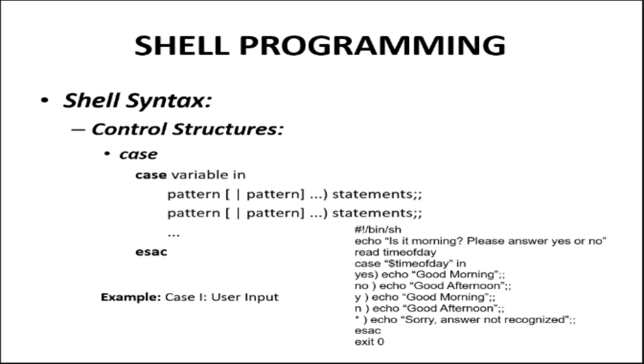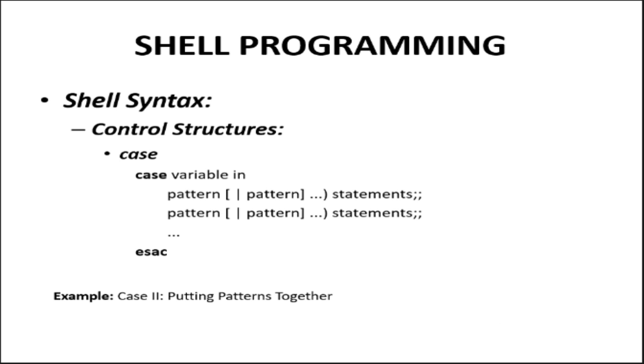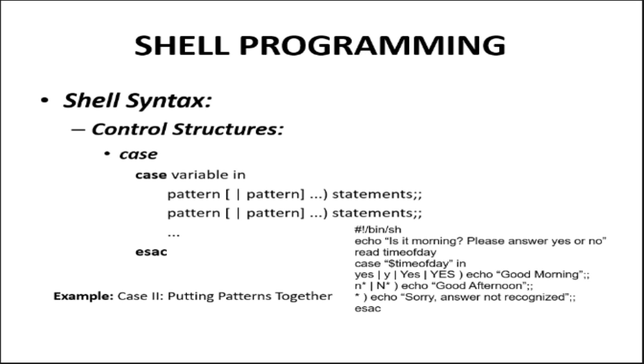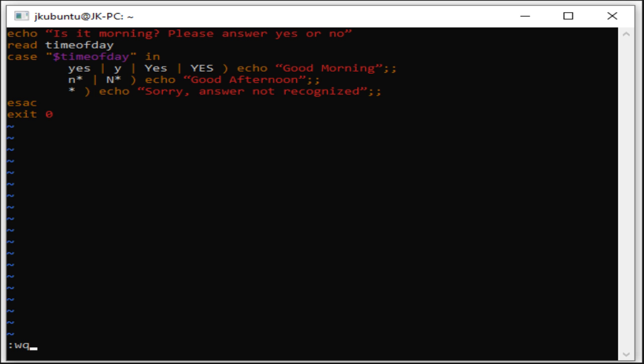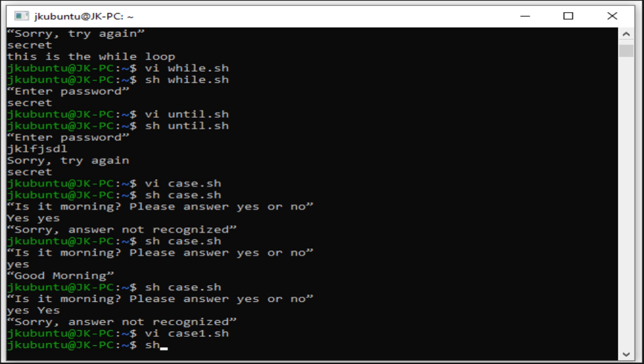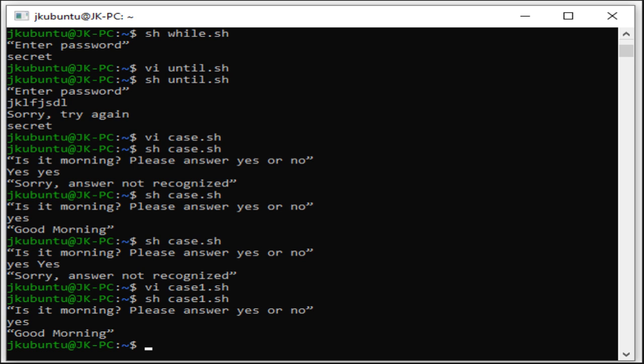Now we'll see another example of the case construct, putting patterns together. This is the example program where I am placing all the patterns in a single line. Now I will show you the same in the terminal. This is the code, and when I execute it and give input, it shows the output.